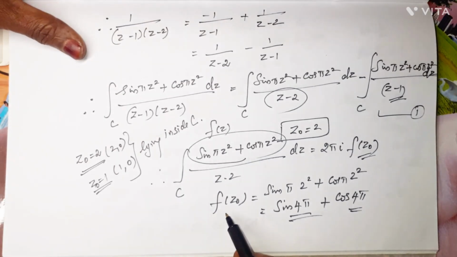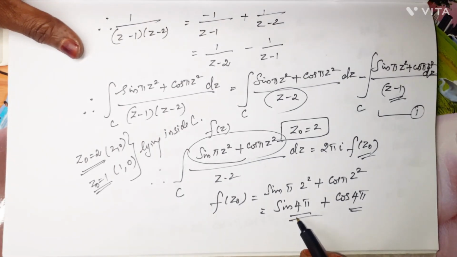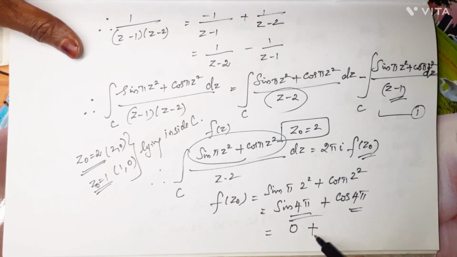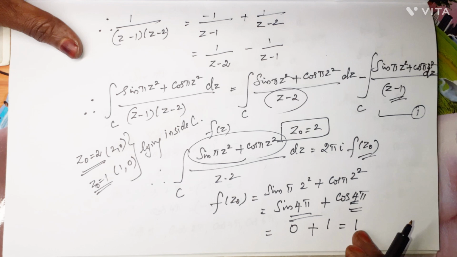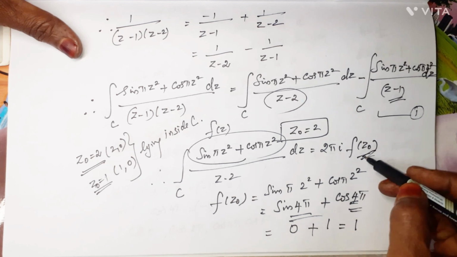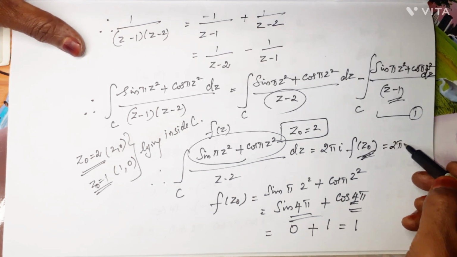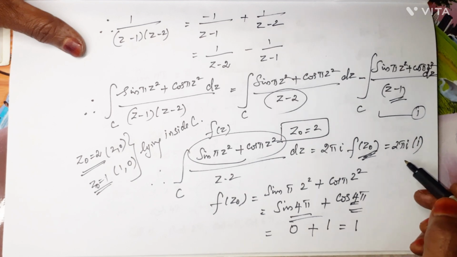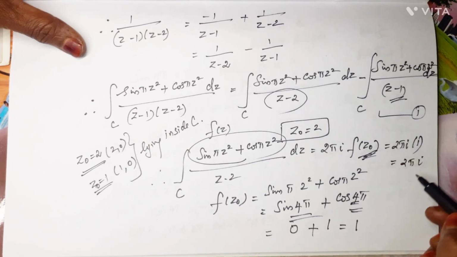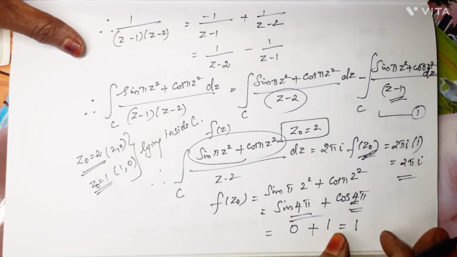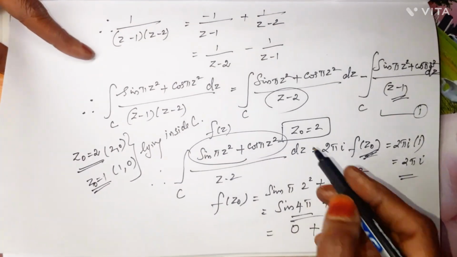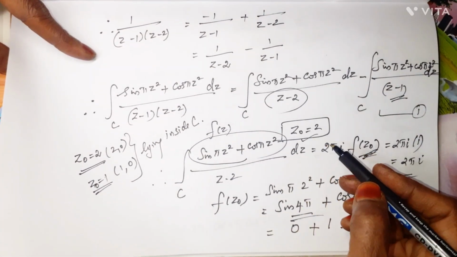What we have here is f of z0 is equal to sin 4 pi plus cos 4 pi. Sin n pi is always 0. Now, cos 4 pi, since it is an even multiple, will take the value 1, which is equal to 1. So when we substitute here, this one is 2 pi I into 1. So it is 2 pi I in the first case. The first case means when we take the point z0 equal to 2.